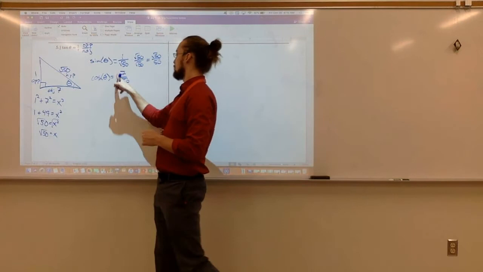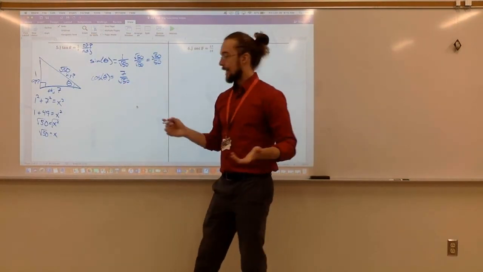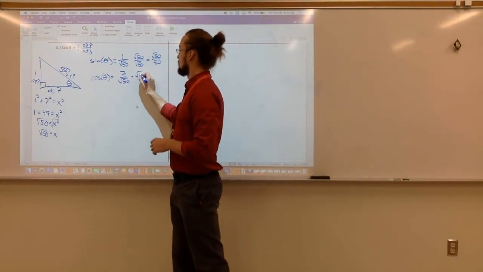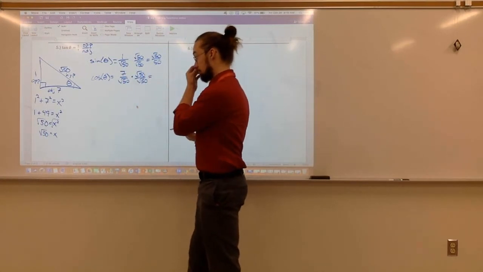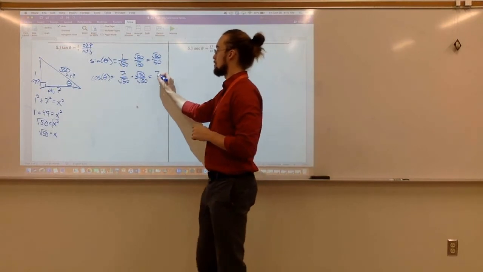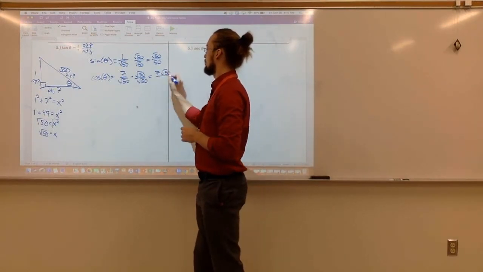Adjacent over hypotenuse, so 7 over the square root of 50. And again, we'll have to rationalize. So multiply top and bottom by the square root of 50. So we get 7 square root of 50 over 50.